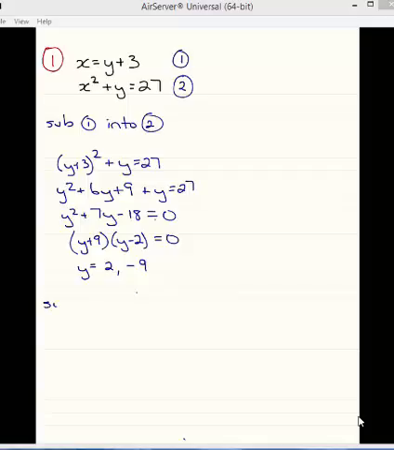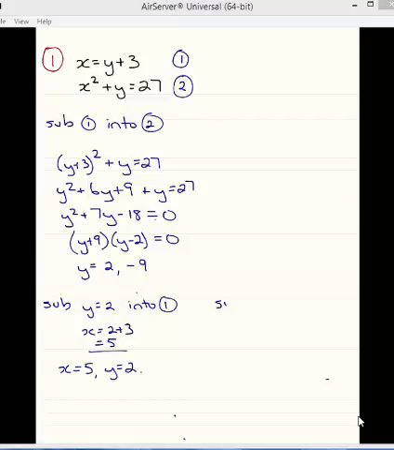If we sub y is equal to 2 into the first equation, we get x equals 2 plus 3. So x is equal to 5. So our first set of solutions is x equals 5, y equals 2. And then we've also got to consider y equals minus 9. So x equals minus 9 plus 3, so it's minus 6. So this solution is x equals minus 6, y equals minus 9.